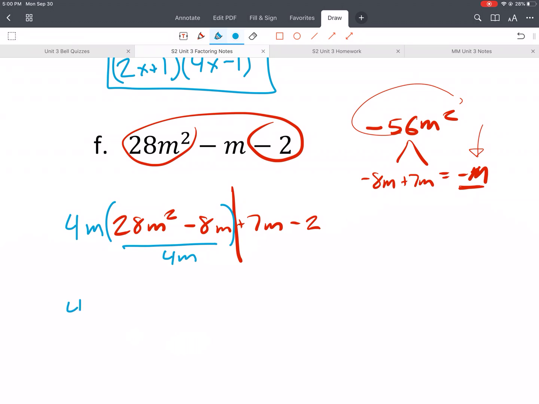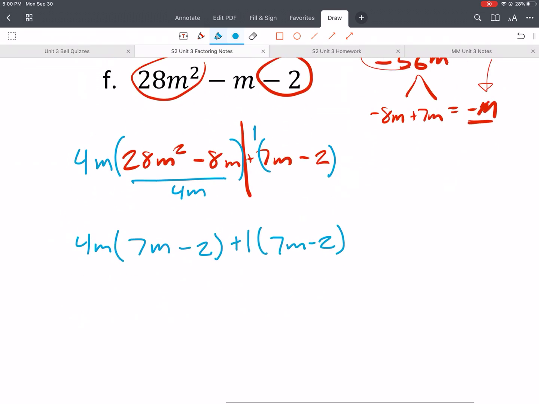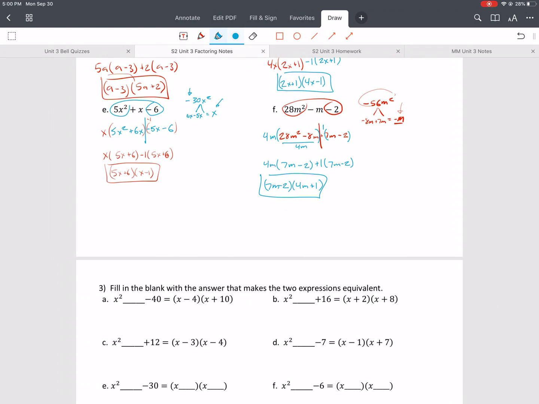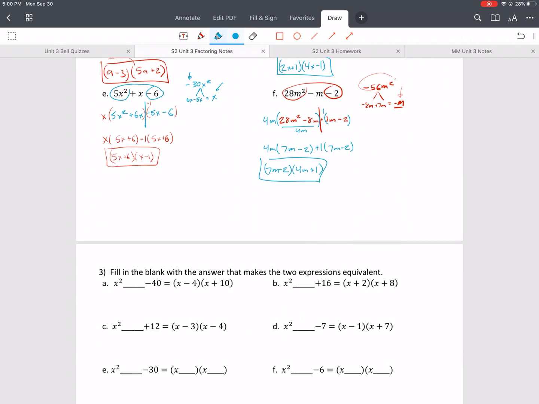Okay, 28 divided by 4 would give us 7m, and negative 8 divided by 4 gives us a negative 2. Okay, greatest common factor. We can't factor out anything, so we'll just factor out a 1. Plus 1 times 7m minus 2. All right, so we'll end up having 7m minus 2 times 4m plus 1. All right, so I think that's pretty much it for that.